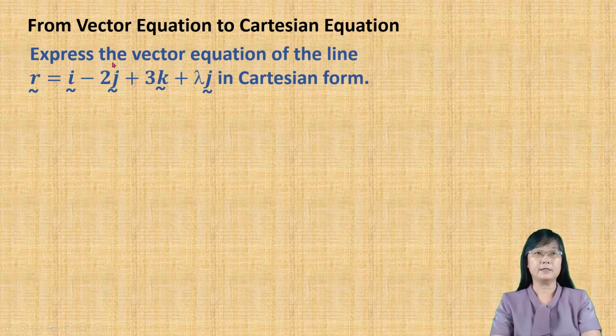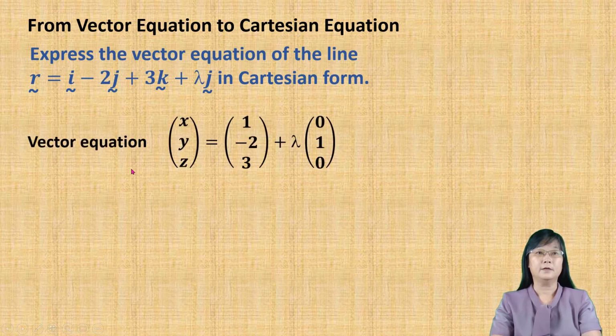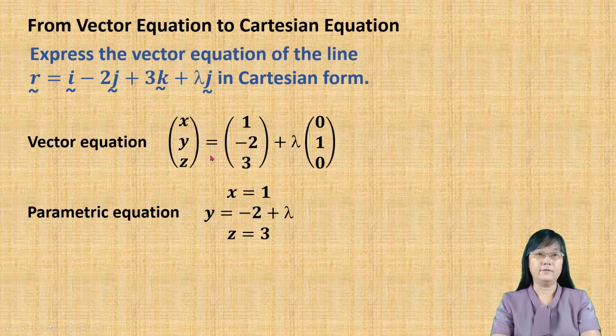Next example, express the vector equation of the line given here in Cartesian form. So first, we write in column vector form. This is the position vector. This is the direction vector. Then from first row, x is equal to 1. From second row, y is equal to negative 2 plus lambda. Third row, z is equal to 3.